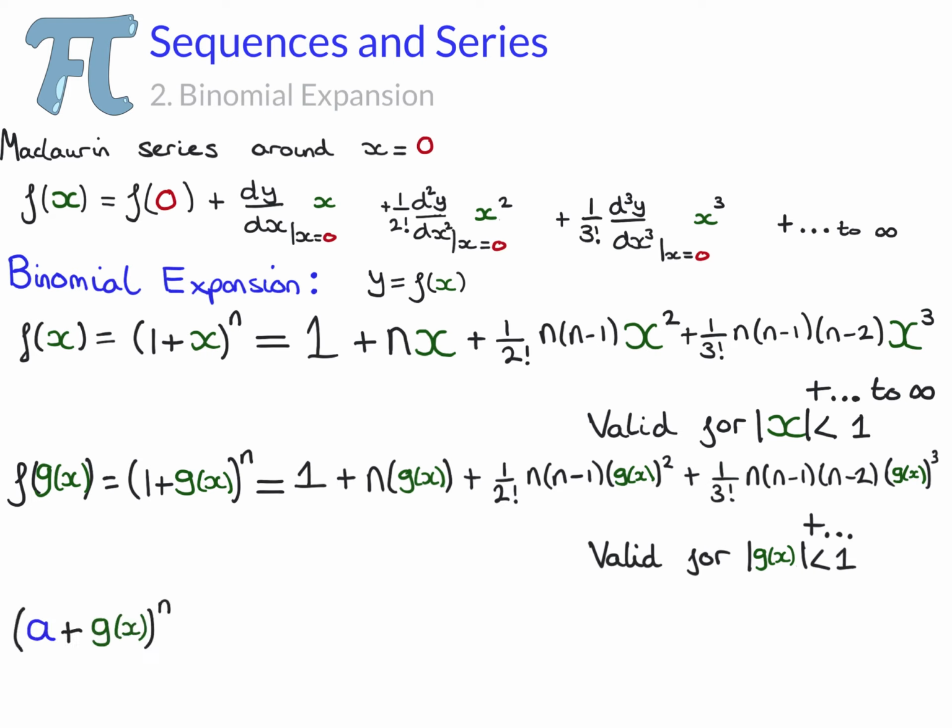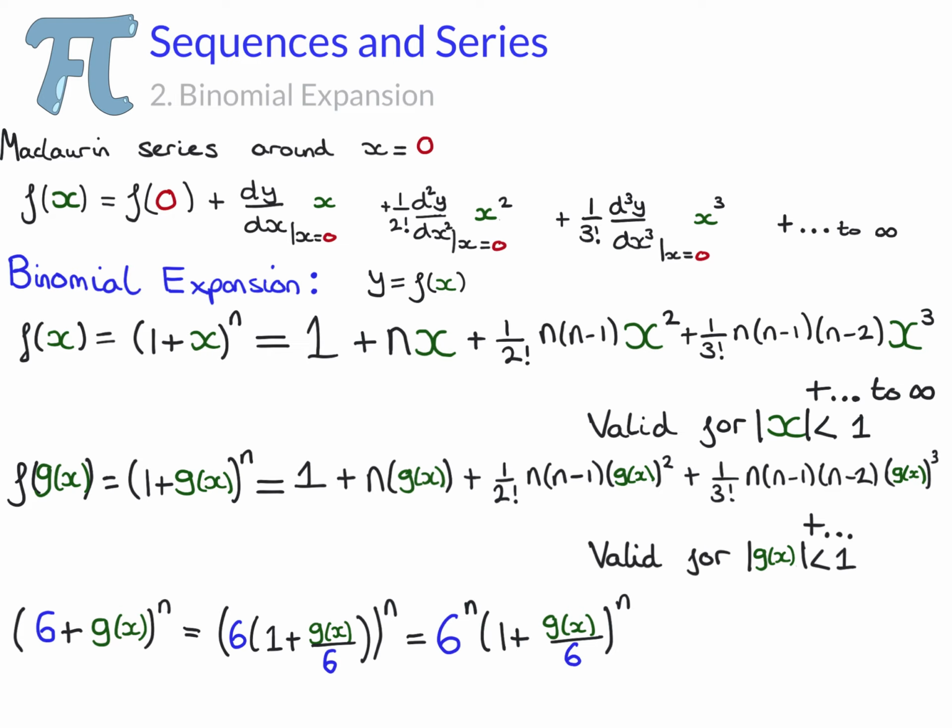The final and most general case is if the first term in the bracket isn't 1, for example, it could be 6. We want to factor out this 6 so that the coefficient is again 1, and we can use the series. We factor it out within the bracket, and then use this rule of indices to express it like this. The bracket term can now be written using the binomial expansion.